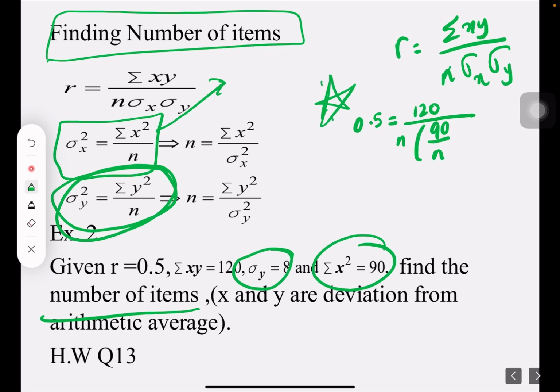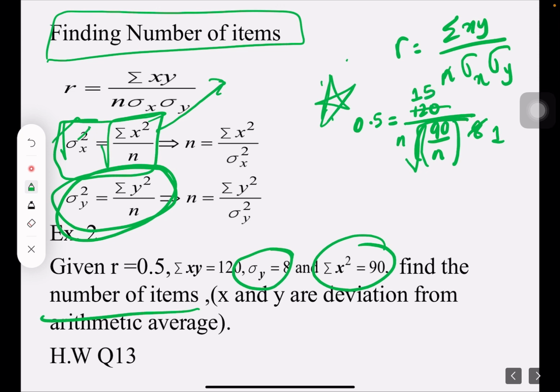So 90 over n. Sigma x here is the square root of this value, and sigma y is given as 8. Now we just have to shift the values. So I'd better try to simplify. 8 times 1 is 8, 8 times 1 is 8, 9, 10, 11, 12, so 8 times 5 is 40.